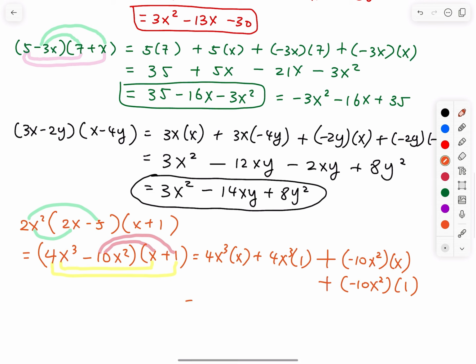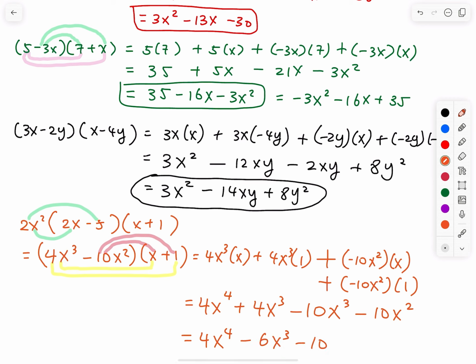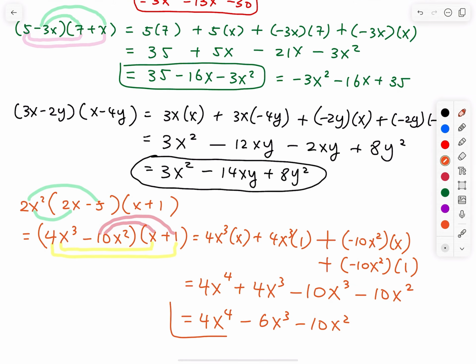Okay, this is almost done. So 4x, 1 plus 3, fourth power. 4x to the third, and then plus minus, that becomes a minus 10. 1 plus 2 power, that is a third power, minus 10x squared. Any like terms? Yep, the two in the middle. So you have 4x to the fourth minus 6x to the third minus 10x squared. Yep, there we go. That's it.